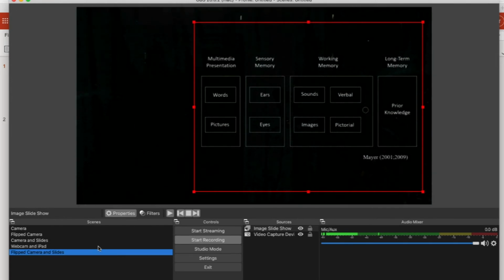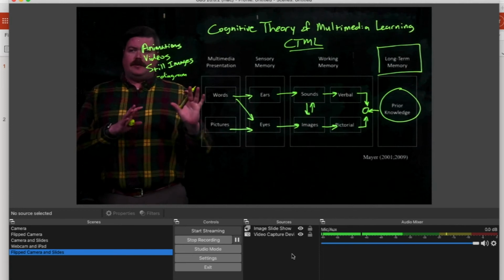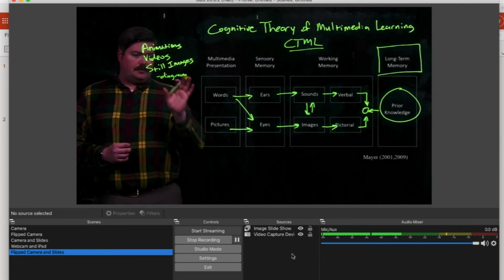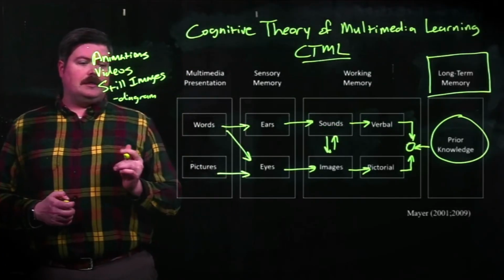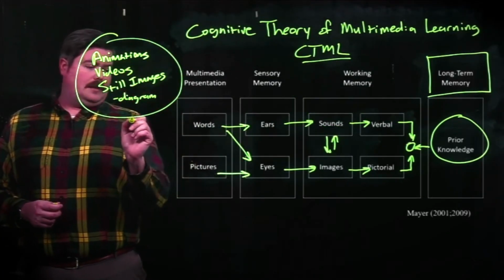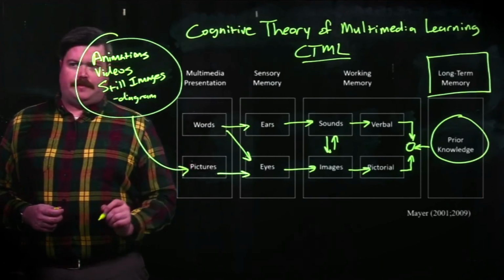These settings have been saved as a scene called Flipped Camera and Slides. Use this scene anytime you want to annotate slides using the Lightboard in the AV Studio. In addition to PowerPoint slides, you can also bring in PNG files with transparent backgrounds to avoid any issues with the green screen filter.